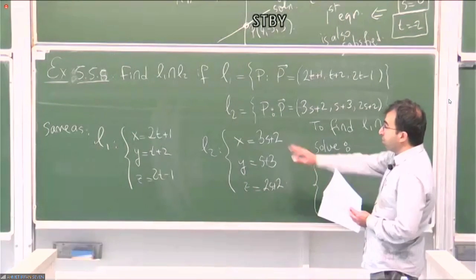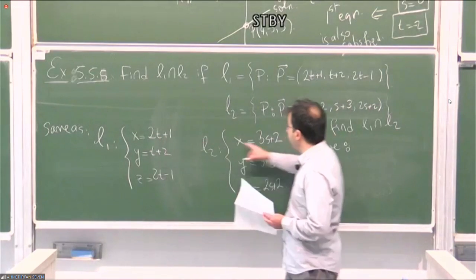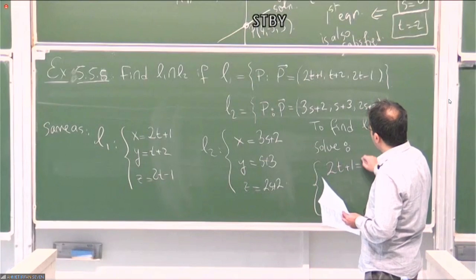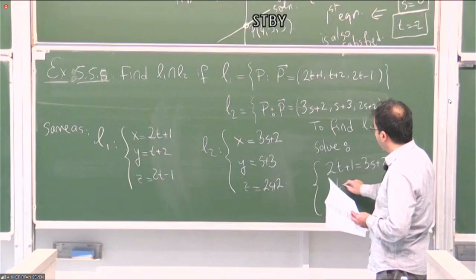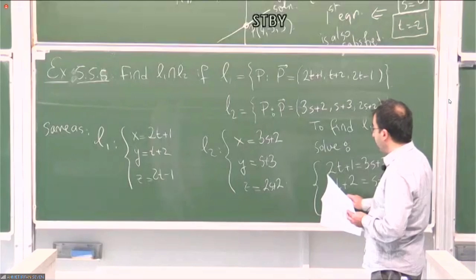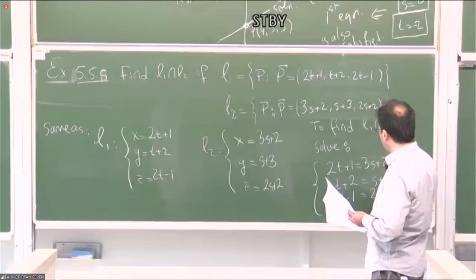Again, we want to find the intersection. So we need to solve these two at the same time, meaning that x here will be the same as x here. 2t plus 1 is the same as 3s plus 2. t plus 2 is the same as s plus 3. 2t minus 1 is the same as 2s plus 2.